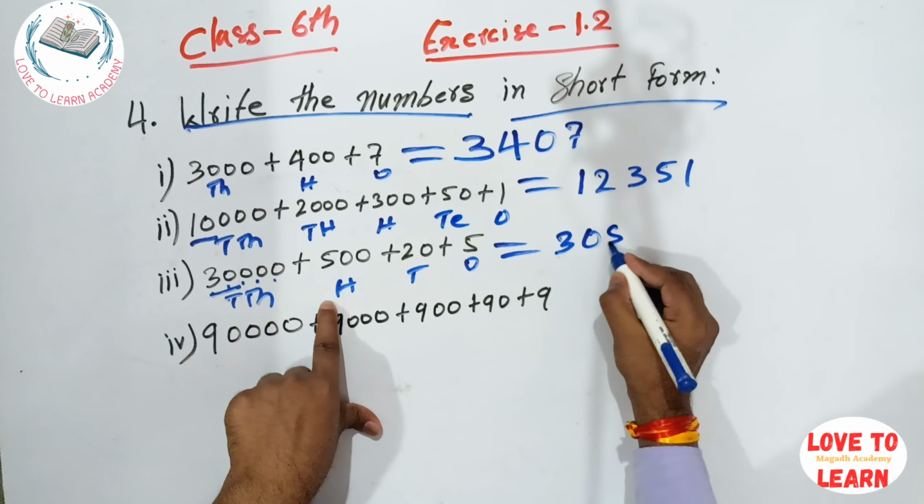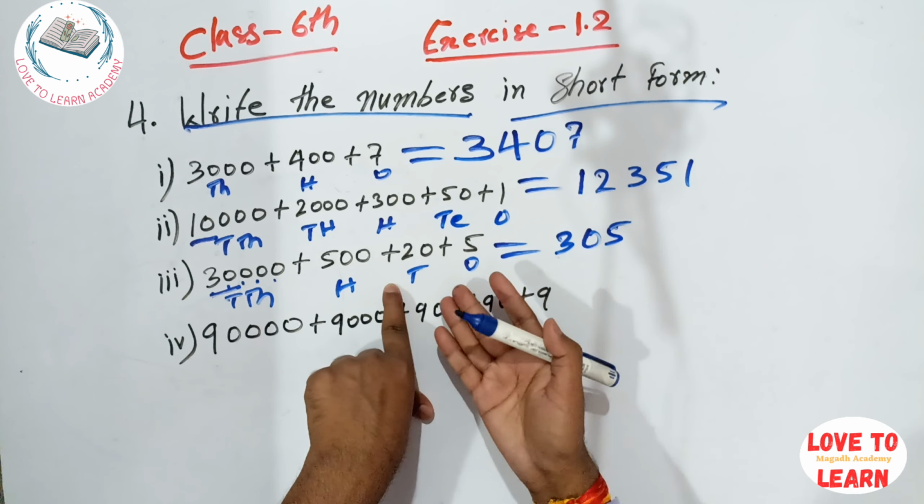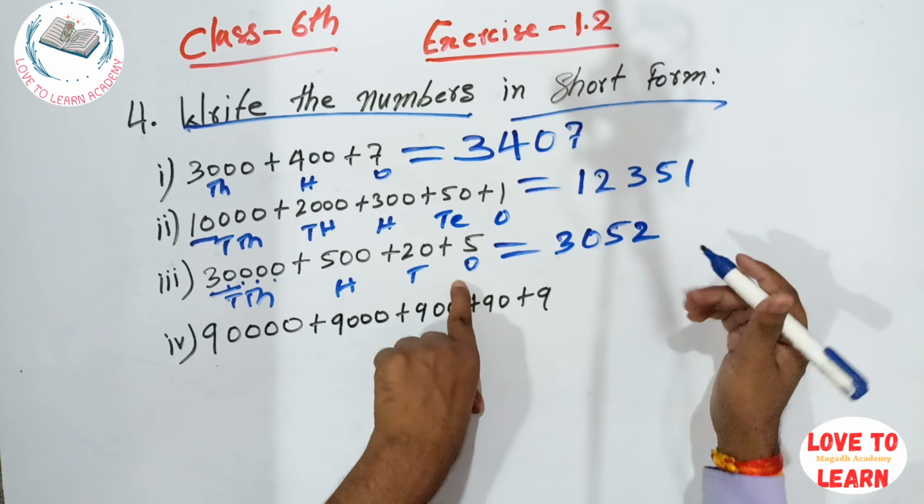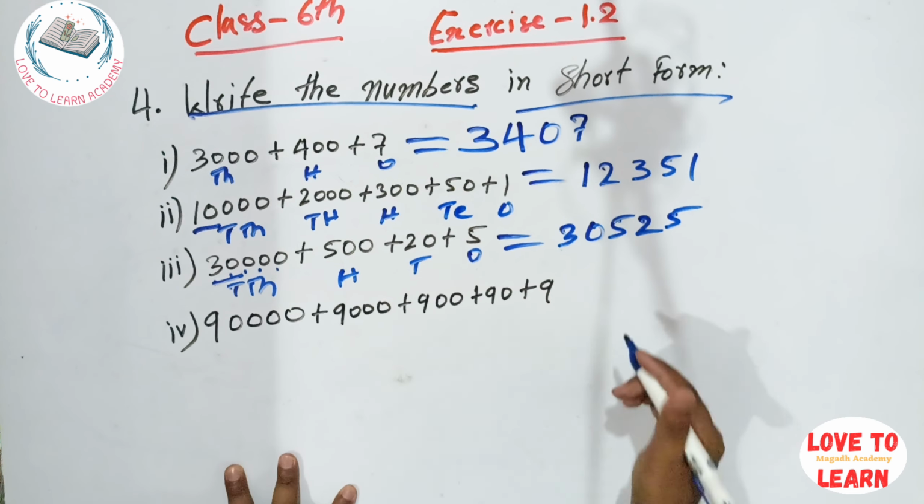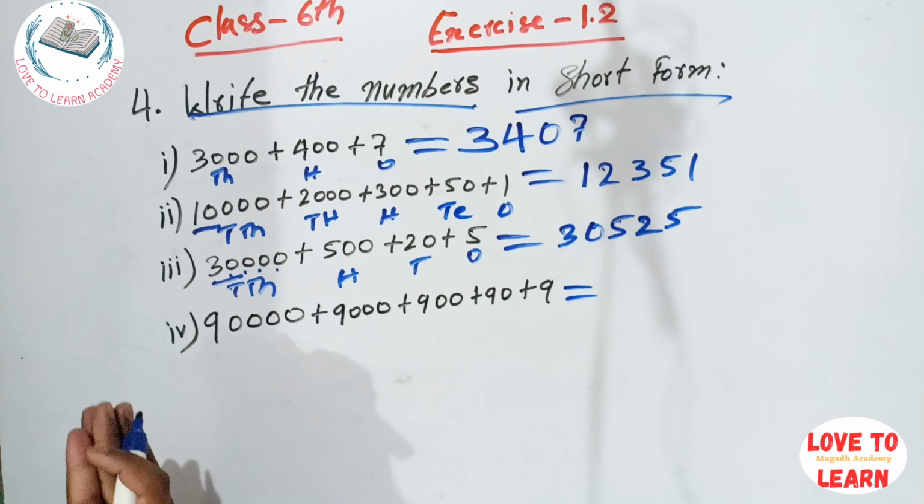100 is there. We can put 5, and tens is also there. So you will write 2, and ones is also here. So you will write, and it will be completed. Right now, see this last question of that fourth.